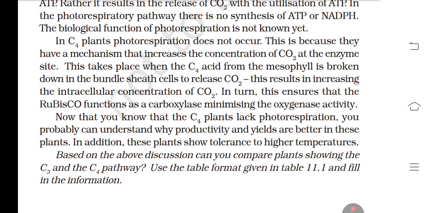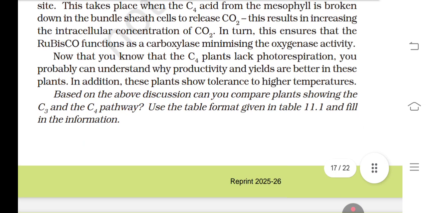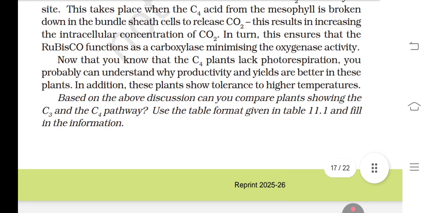In C4 plants, photorespiration does not occur. This is because they have a mechanism that increases the concentration of carbon dioxide at the enzyme site. This takes place when the C4 acid from the mesophyll is broken down in the bundle sheath cells and carbon dioxide is released. This increases the intracellular concentration of carbon dioxide, which in turn ensures that RuBisCO functions as a carboxylase and minimizes the oxygenase activity.